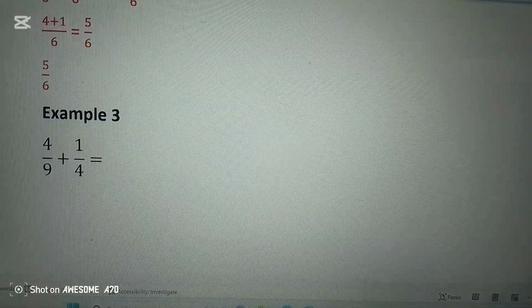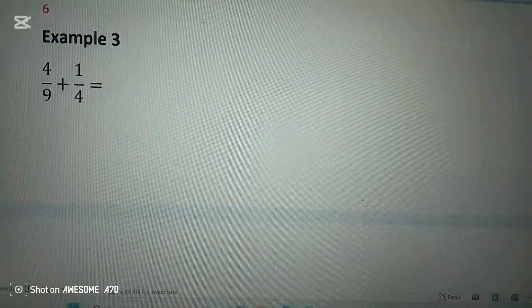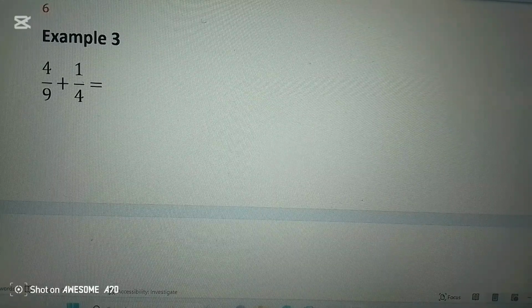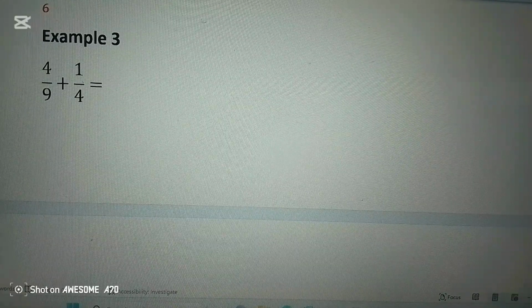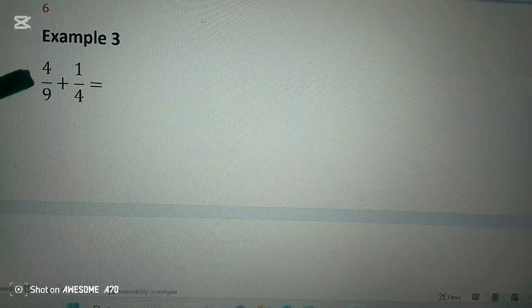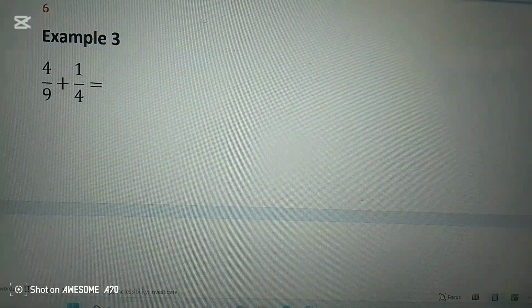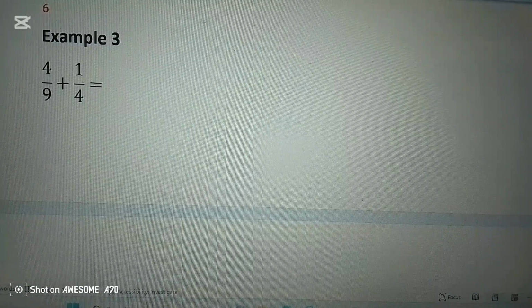Let's look at another example here, example 3. We are having 4 over 9, and we are adding it to 1 over 4.